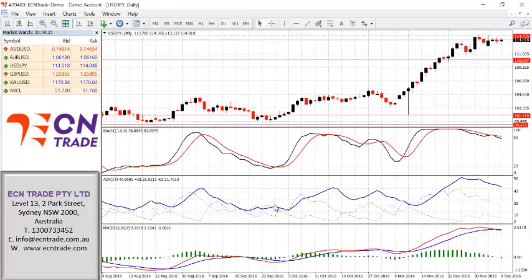Dollar yen is still contained by the resistance of 114.70.80, with the overnight price action still struggling towards 114.20.70, and in light of the current pattern should see a mild pullback. With the US dollar strength now, we could see the pullback be slightly shallow and hold above either 113.50 or towards 112.65.70.